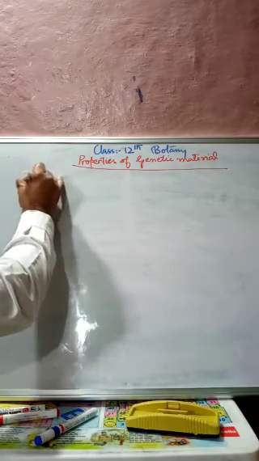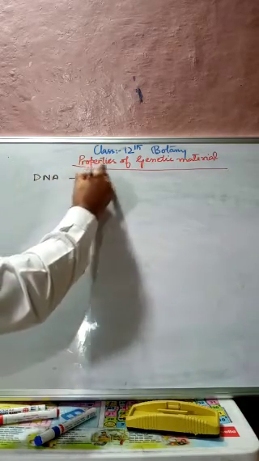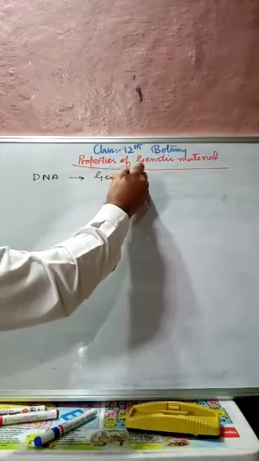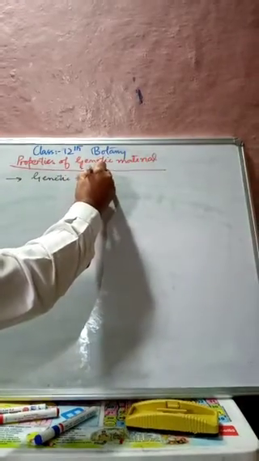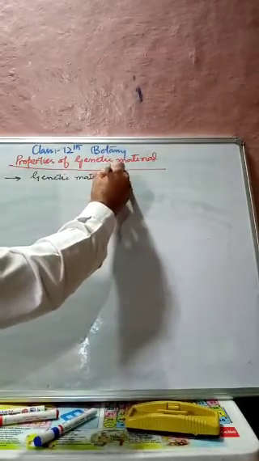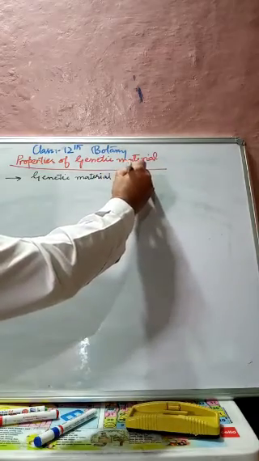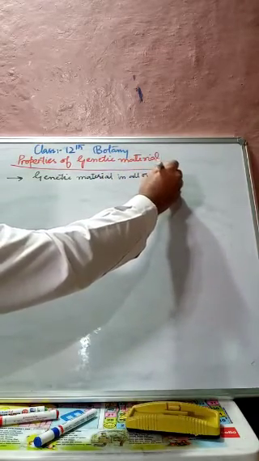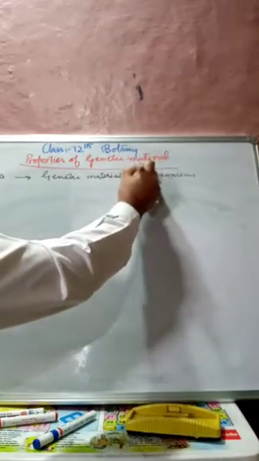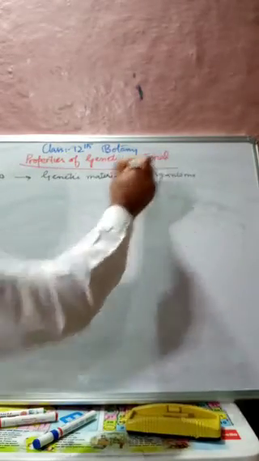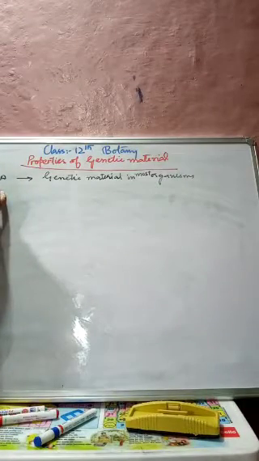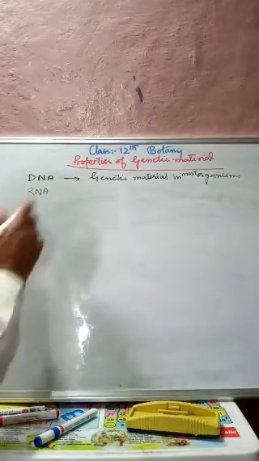If we talk about DNA, DNA is a genetic material. That means it transfers characters from parents to the offsprings in the majority of the organisms. DNA is a genetic material in most of the organisms. Whereas if we talk about RNA, RNA is a genetic material also.